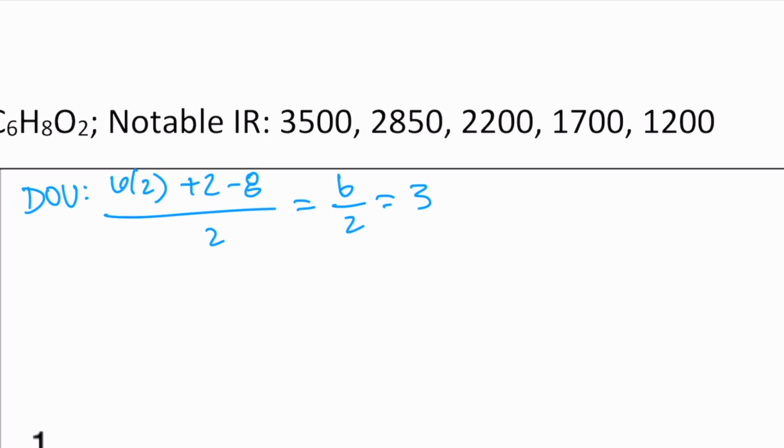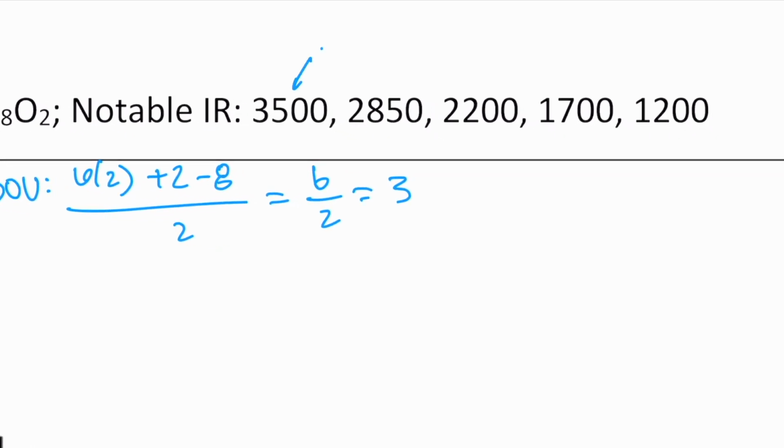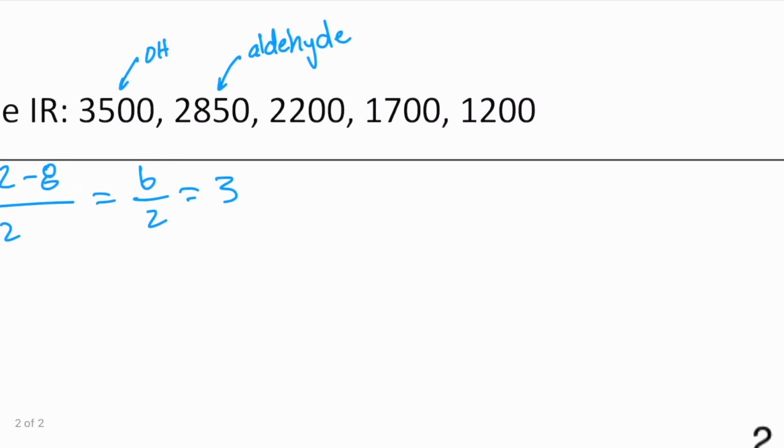Let's see. 3,500, once again, very indicative of a hydroxyl. 2,850. That's a little too low to be an sp3 hydrogen. But 2,850 is right where we find aldehydes, which are really, really hard to find on IR. But it's a guess. Okay, it may be an aldehyde, maybe it's something else. I don't know. We'll consult the NMR in a little bit.